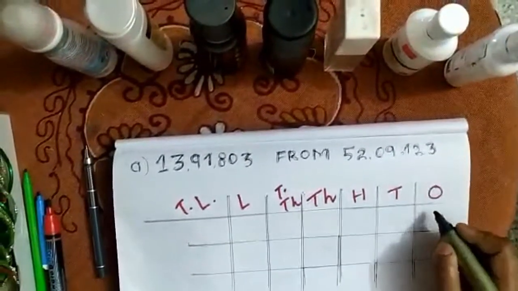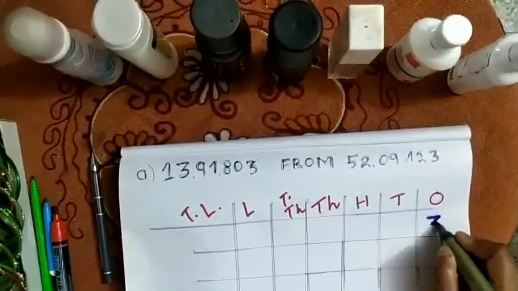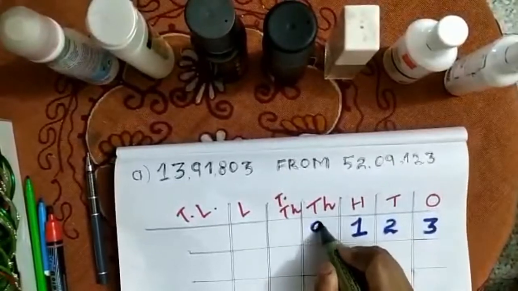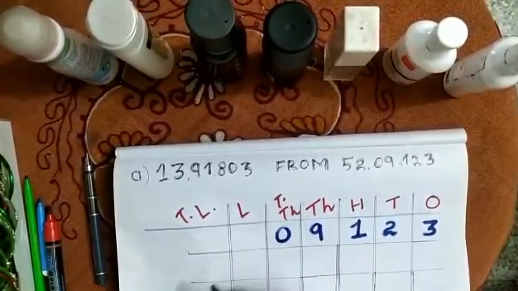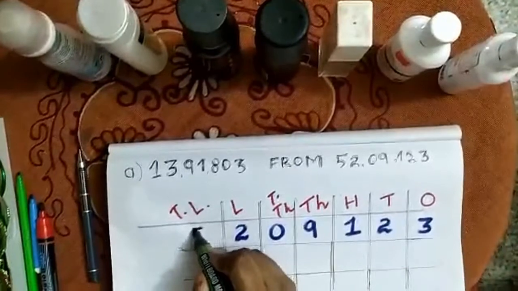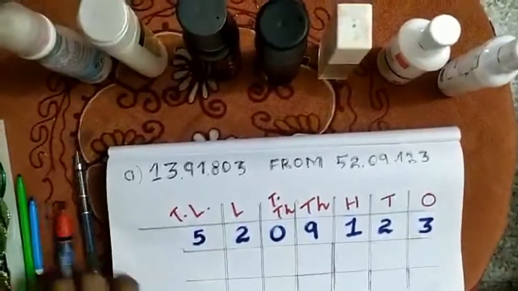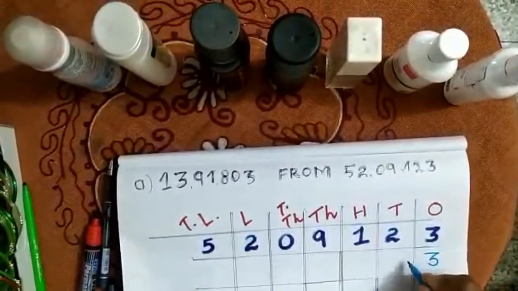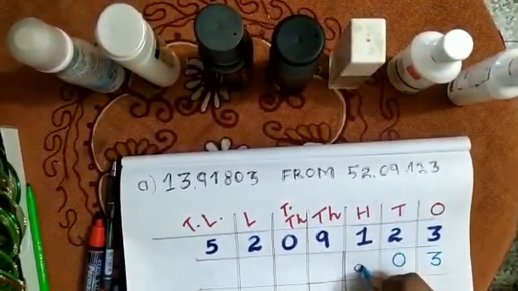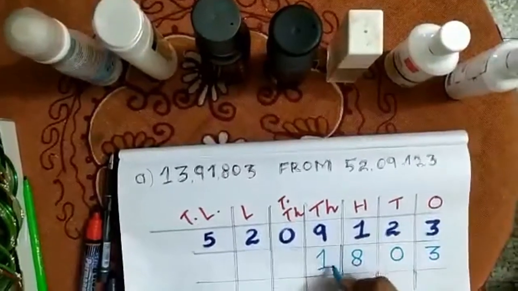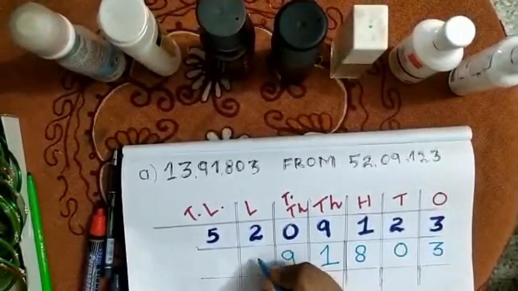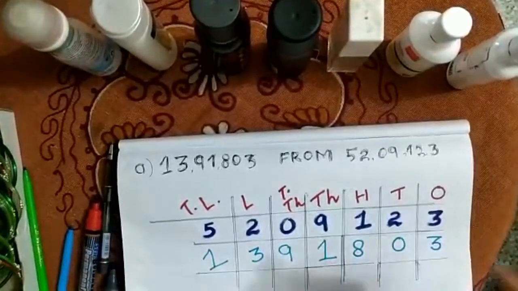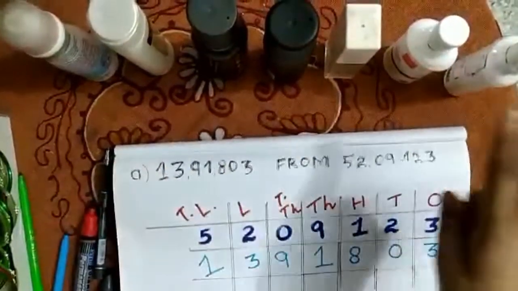subtrahend. So let's give, I am writing minuend: 3 ones, 2 tens, 1 hundred, 9 thousands, 0 ten thousands, 2 lakhs, 5 ten lakhs. And the subtrahend is 3 ones, 0 tens, 8 hundreds, 1 thousand, 9 ten thousands, 3 lakhs, 1 ten lakh. Now children, this is the abacus, a model of abacus.